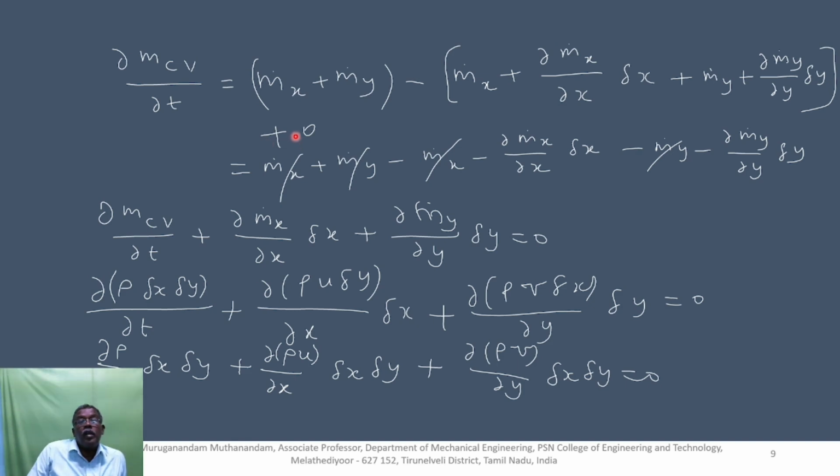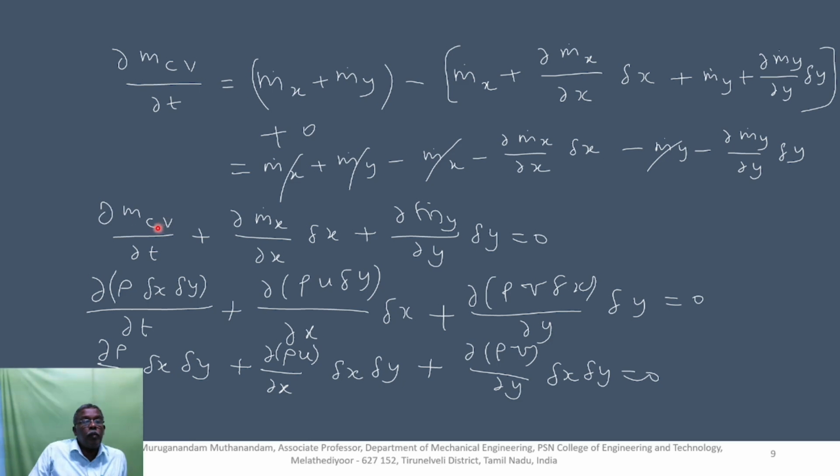plus the rate of change of mass inside the control volume due to a source. Here we don't consider any source of mass, hence it is equal to 0. Upon simplification, we obtain the equation: partial m_CV upon partial t plus partial m dot x upon partial x delta x plus partial m dot y upon partial y delta y is equal to 0.